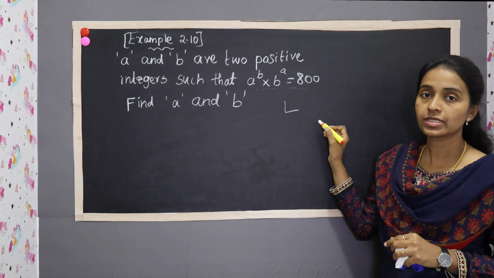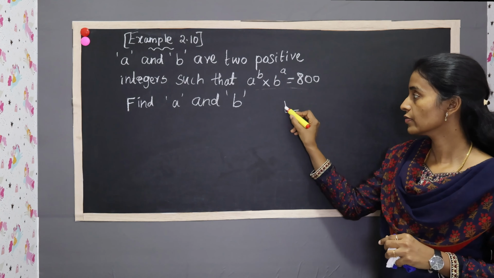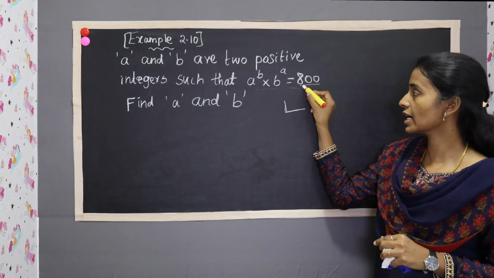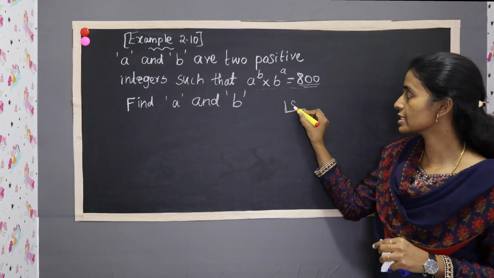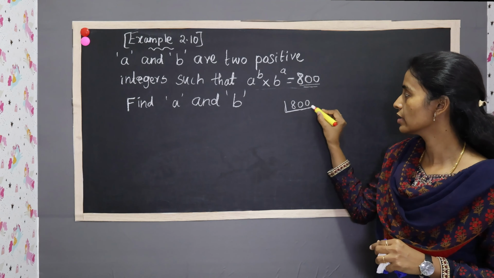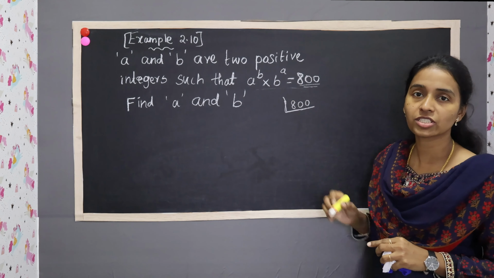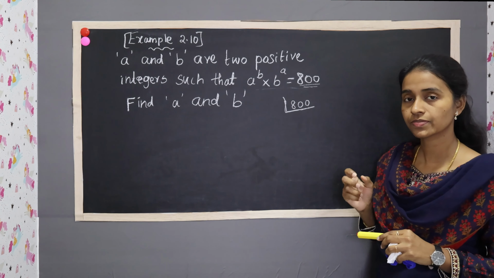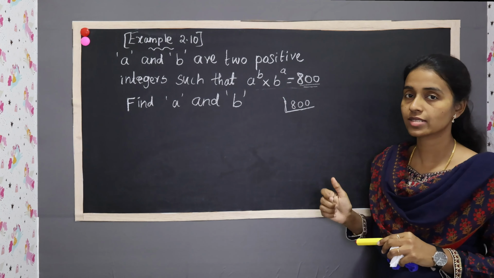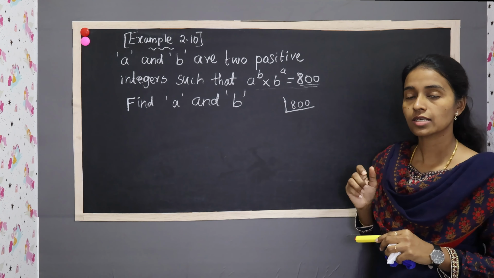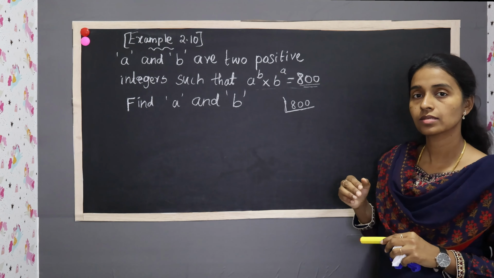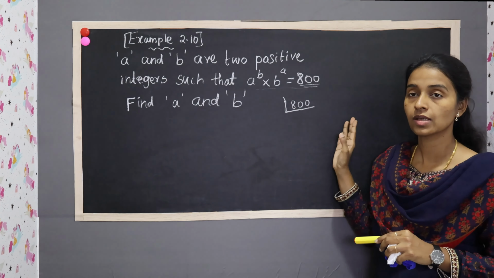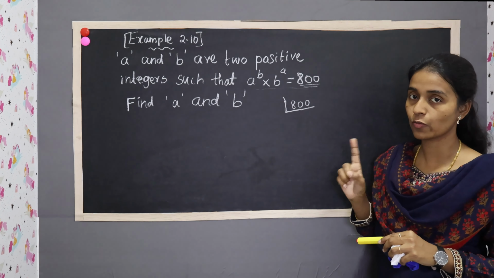L method is nothing but we have to draw the L shape, write this number inside this L shape, and start the division process. Division process is nothing but we should start from the smallest number. Smallest number means we can start from 2, 3, 4 kind of numbers. Just forget about number 1.